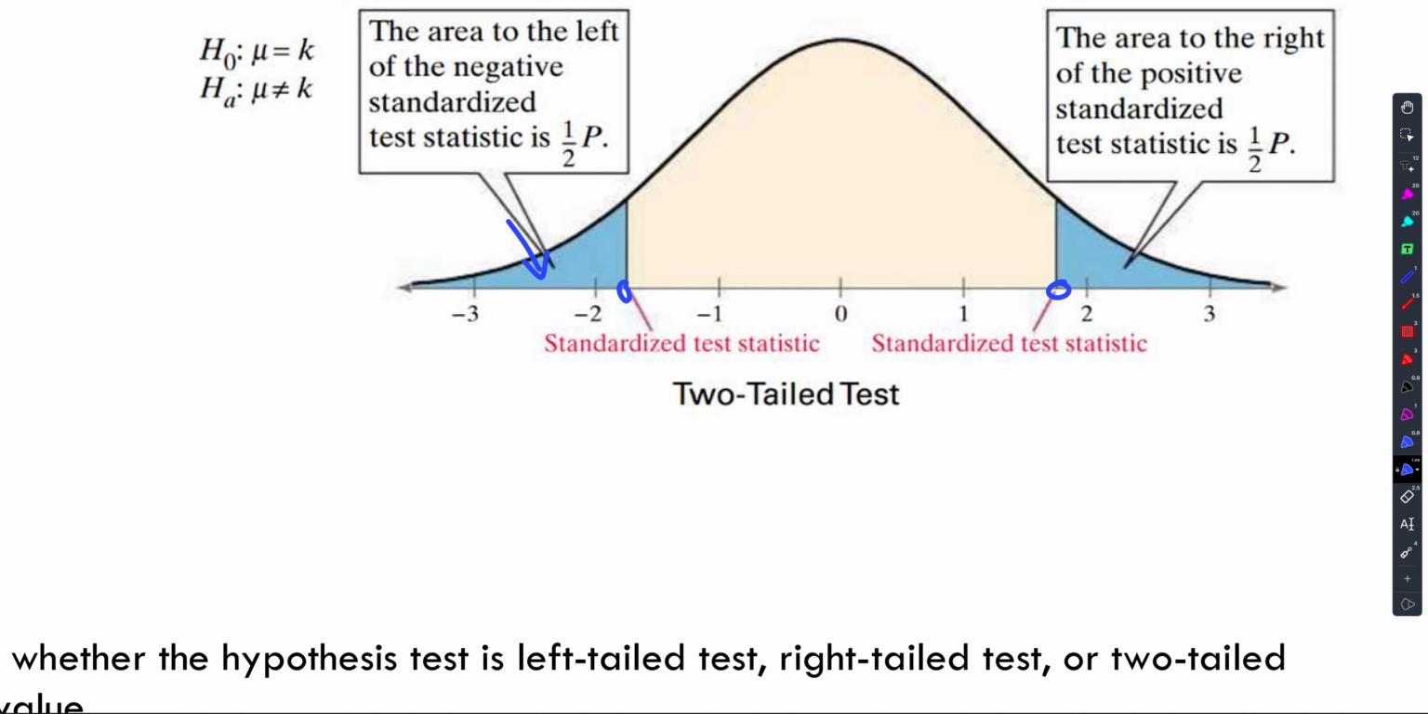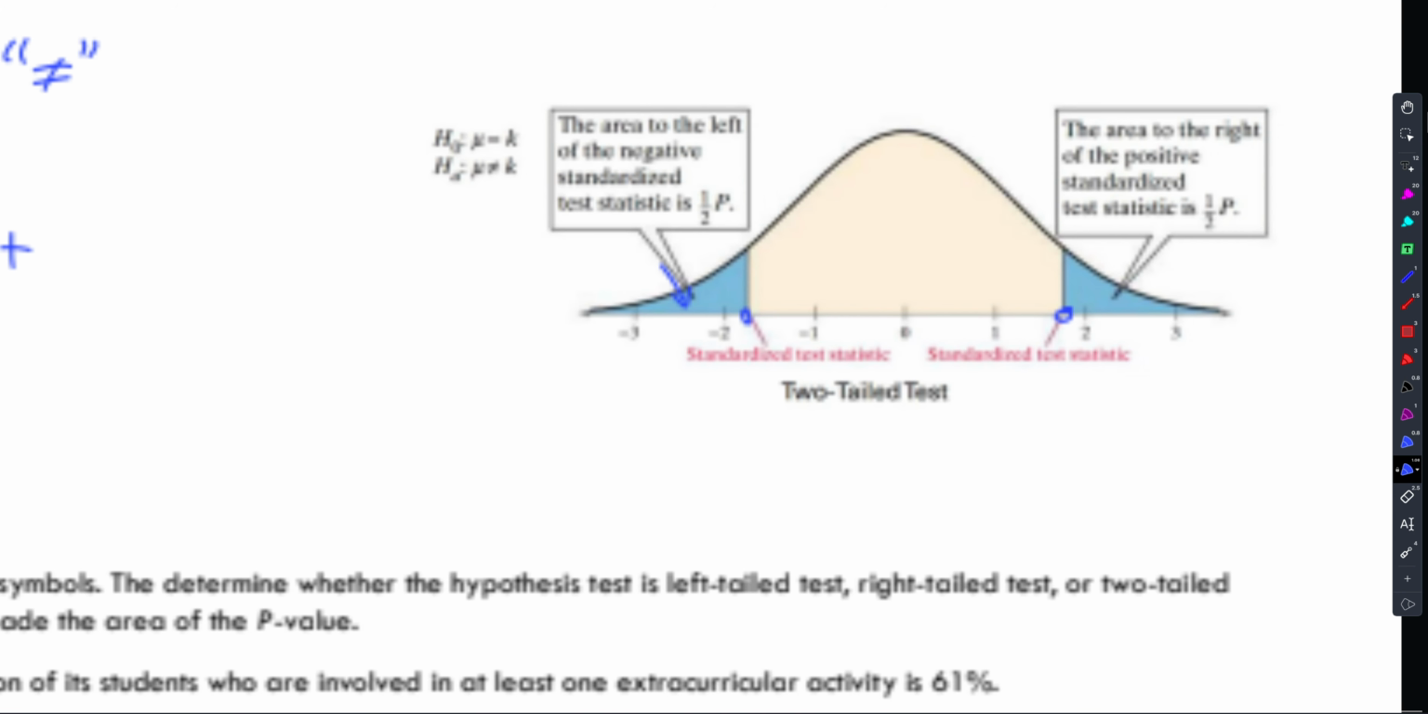So the areas of each of these tails is 1/2 of your p-value. So if you add them together, that gives you your total p-value. Whenever we start doing this, you're going to take that negative standardized test statistic, look up its left area, and then since these two are the same, just double that and you get your entire p-value. But again, we'll talk about that more when we get to 7.2 on Monday.